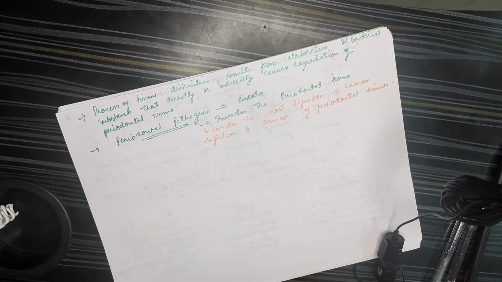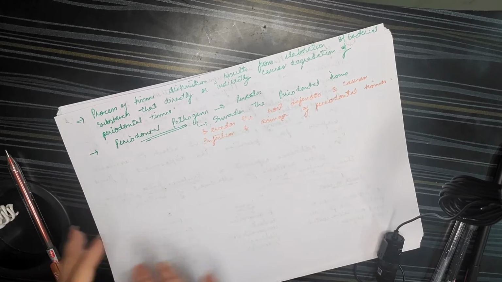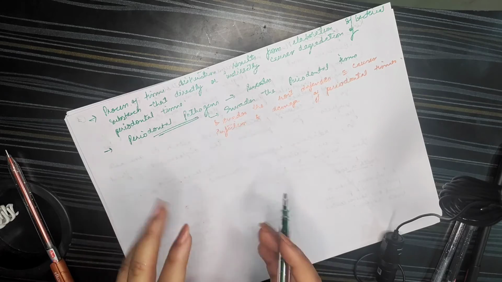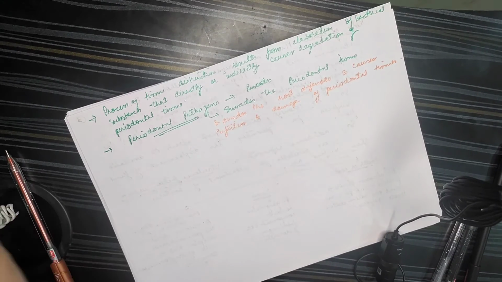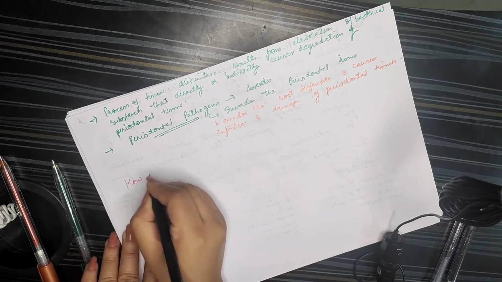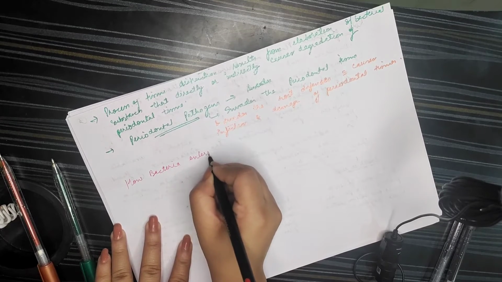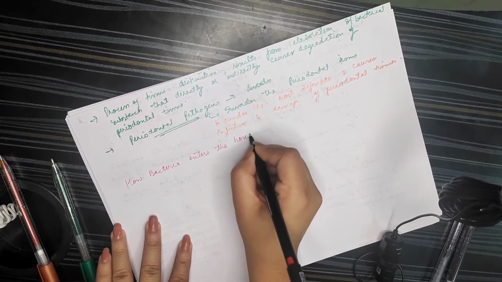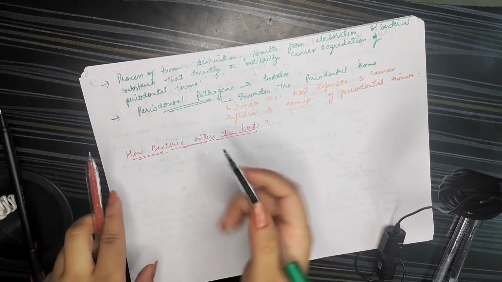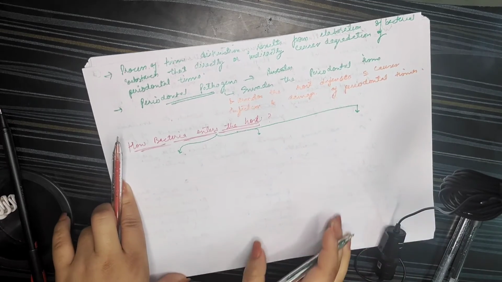Now, how does bacteria enter the host? See, we read that the periodontal pathogen invades the periodontal tissues. But how? How do periodontal bacteria enter the host? So bacteria enters the host by 3 processes.